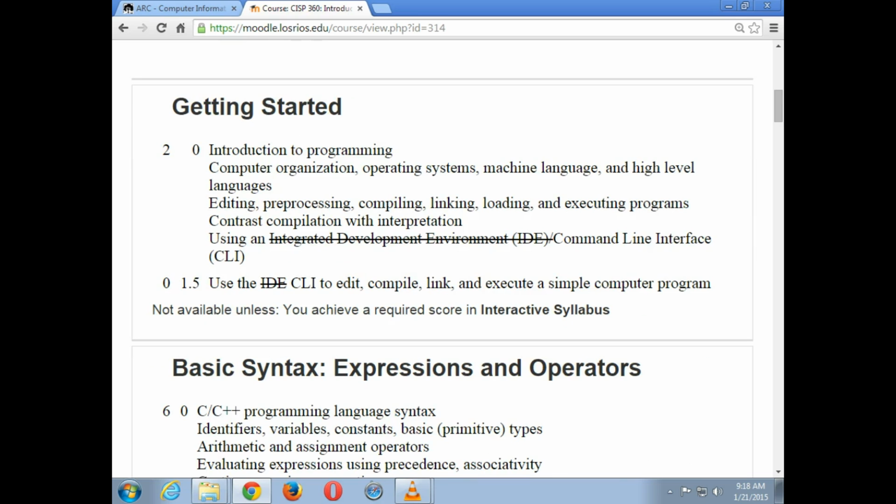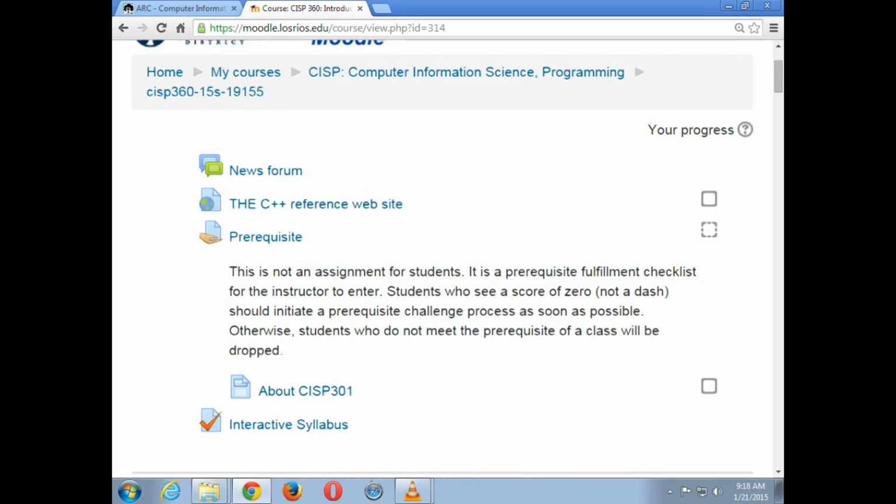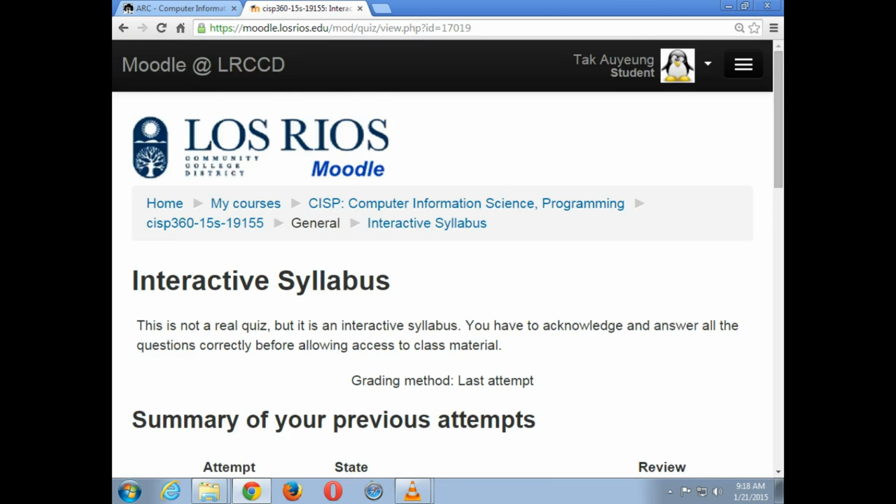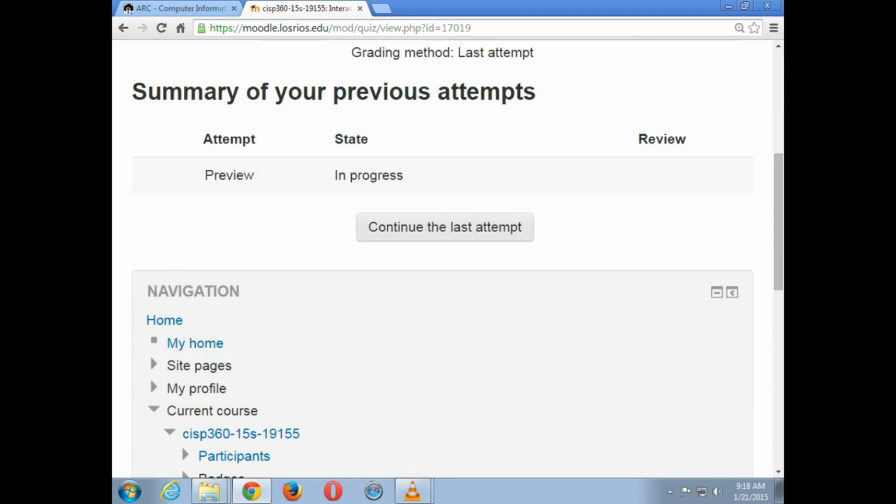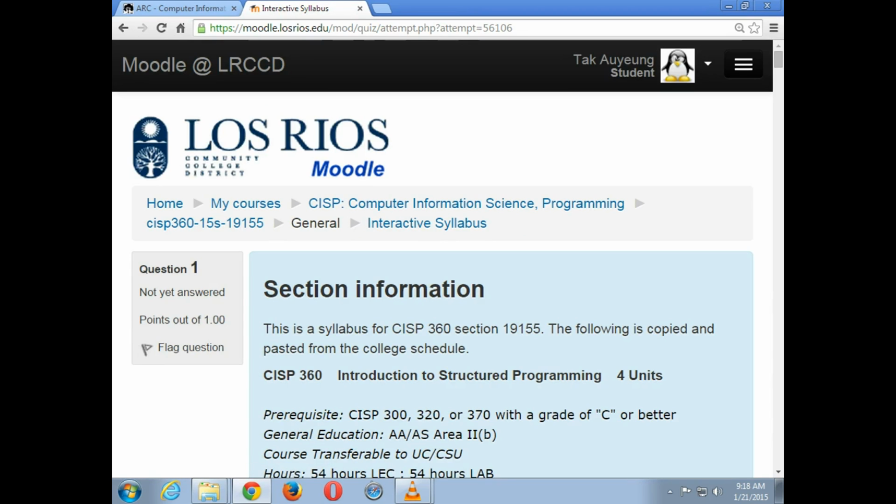In the interactive syllabus. So that's the first thing you have to do, is to go through the syllabus, which is kind of like a quiz, but it's not. You will see why I say that. I have already started an attempt a while back, just to test it, so I'm just going to continue my last attempt. It does not really count for your grade. It is really just to make sure that I have your acknowledgement of the syllabus and its content.